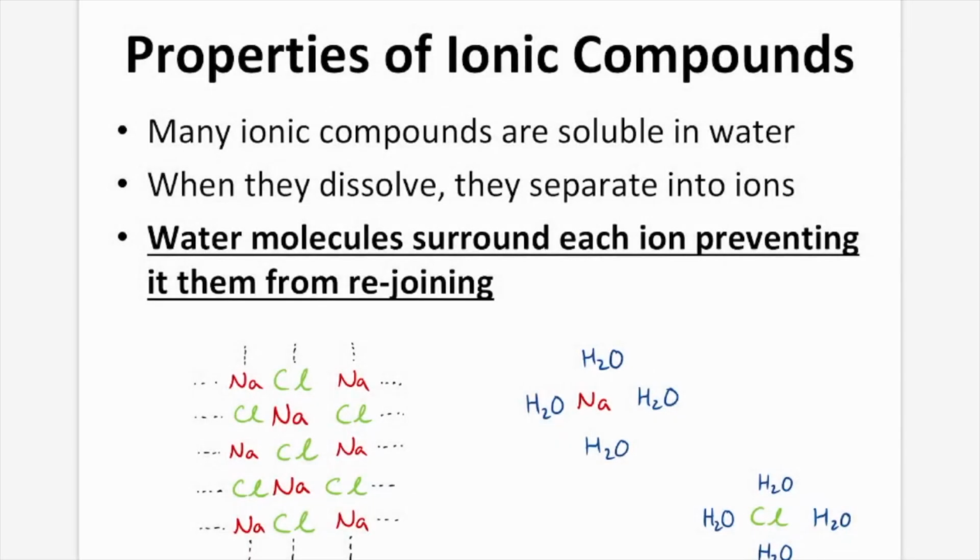Properties of ionic compounds. Many ionic compounds are soluble in water. When they dissolve, they separate into their individual ions. So water molecules do this by surrounding each ion and preventing it from rejoining.